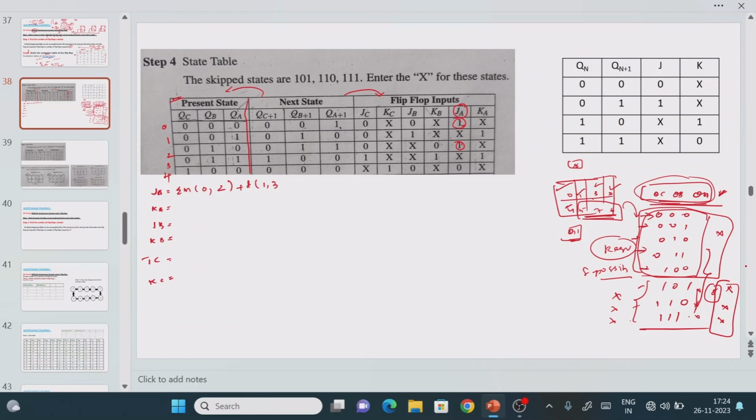Why don't care combination? Because I know clearly the SOP or POS function for 0, 1, 2, 3, 4, but I don't know the value for 5, 6, 7. So if you don't know, then we need to write the don't care combination in all the K-maps. This is a very important point that you have to remember. Otherwise, whatever you are doing, everything will be completely gone, right? So 1, 3, 5, 6, 7. Here I have mentioned the skipped states are 5, 6, 7. So we need to mention the don't care combination when we find the K-map representation.